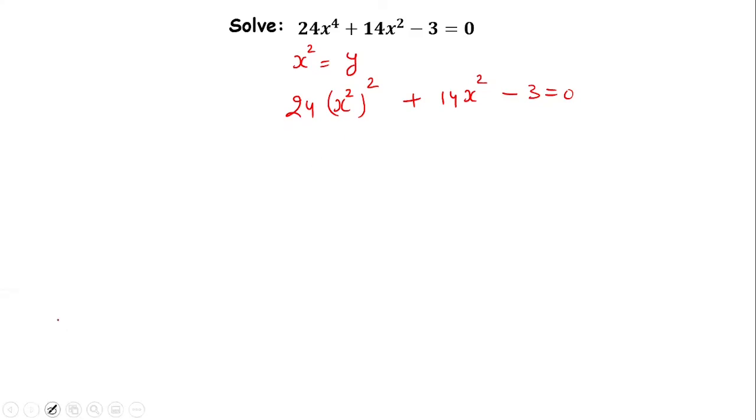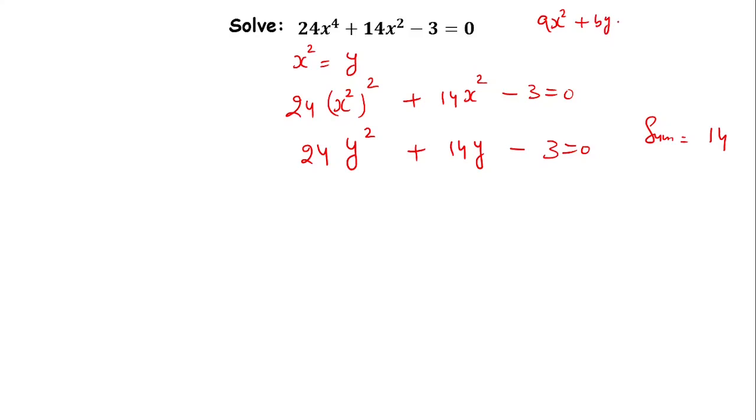24y² plus 14y minus 3 equal to 0. Now what should be the sum? The sum should be positive 14. If you remember, I already told you this many times: b is the coefficient of x, here in this case it is y, a is the coefficient of x², and the constant value is c.